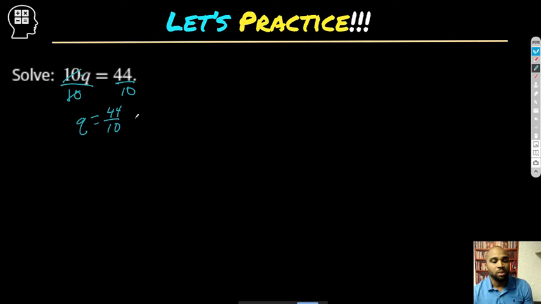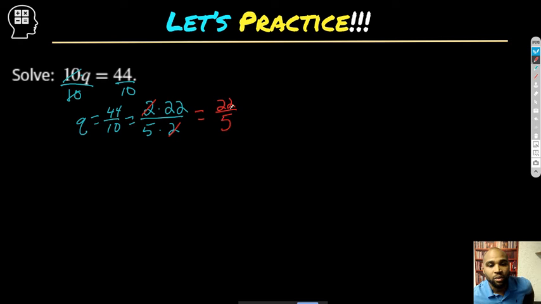Now I know these can be simplified because I see that they're both even. So I'm going to rewrite them. I know this is 5 times 2. And I know this is 2 times 22. And that shows me that I can at least factor out a 2. And that leaves me with 22 over 5. And I can't do anything else because 22 has no factors in common with 5, so we leave it this way.